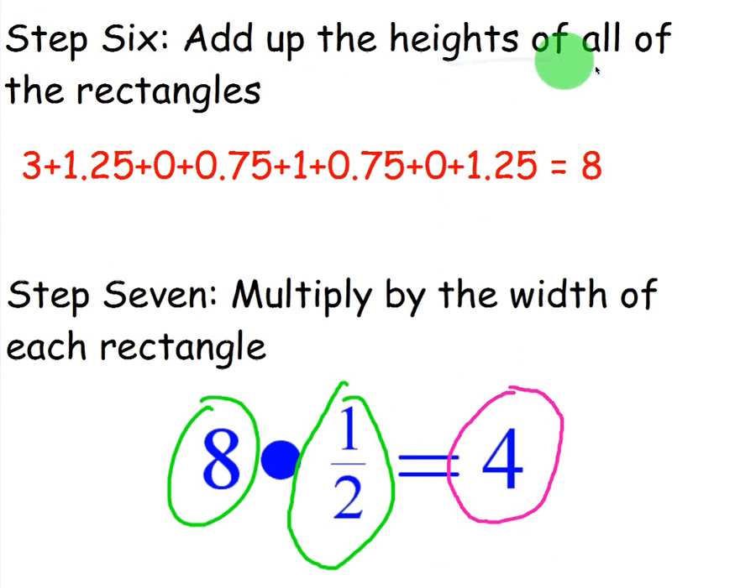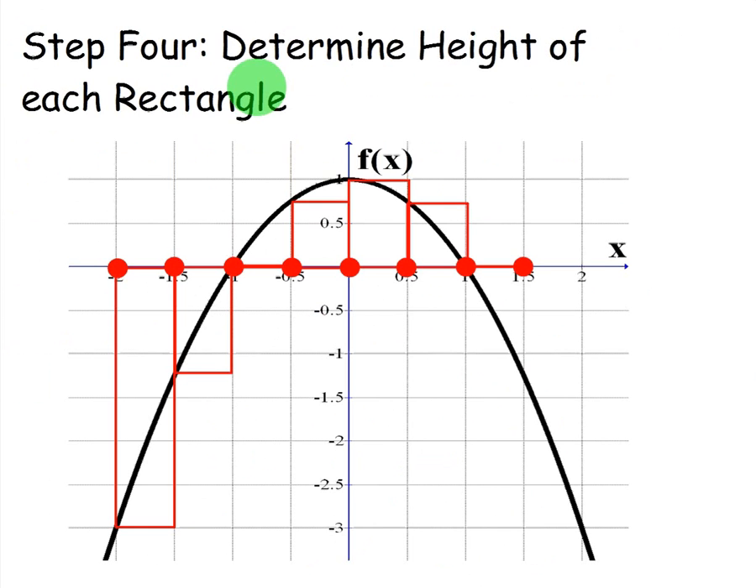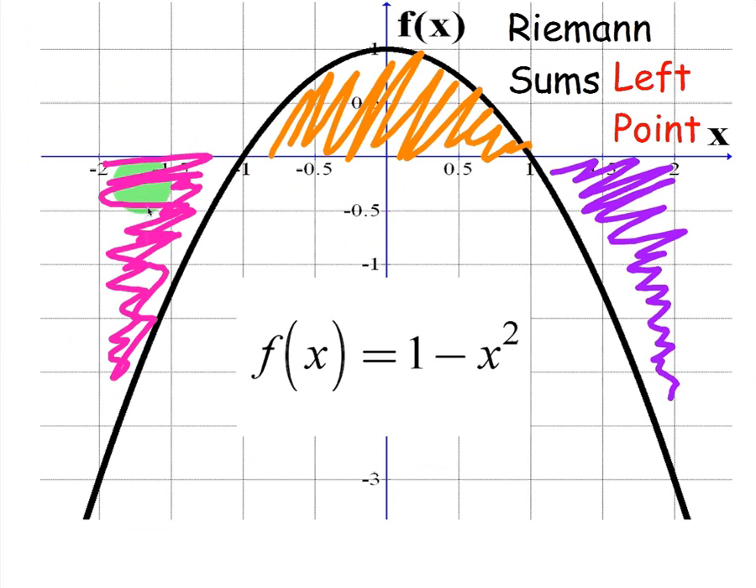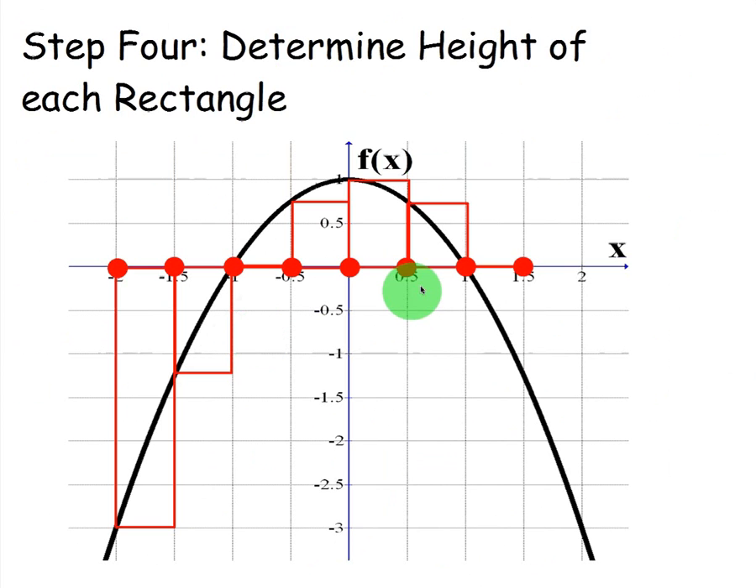Step 6, just add up all the heights of the rectangles. We get 8, and then step 7 is to multiply them by the width of each rectangle. So 8 times 1/2 gives you 4, which is the same number we got before, and that gives you a rough estimate of this area right here. Okay, we are going to guess that it's 4 based on these rectangles we drew using left point. Again, I forgot to draw my last one here. Draw it again.